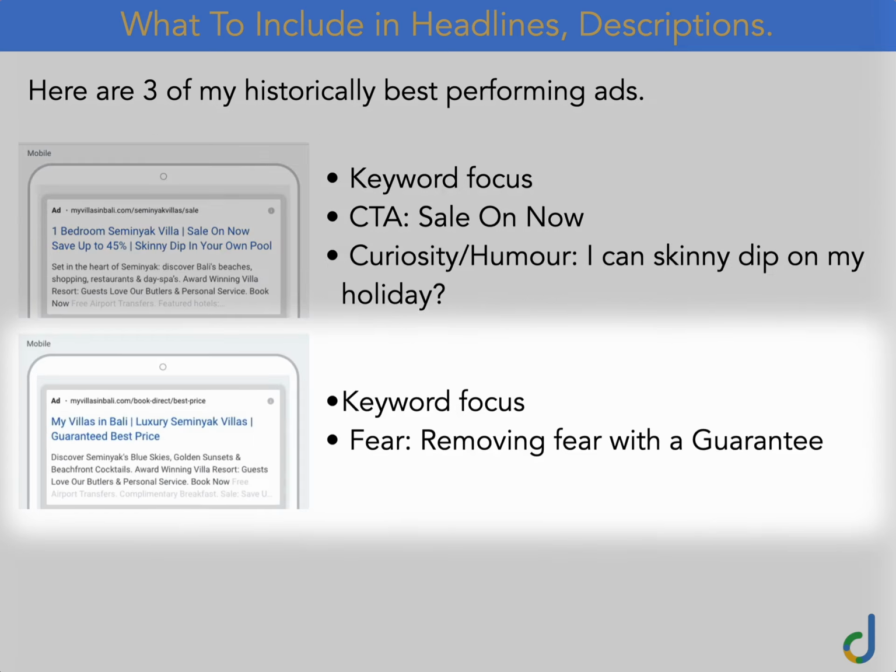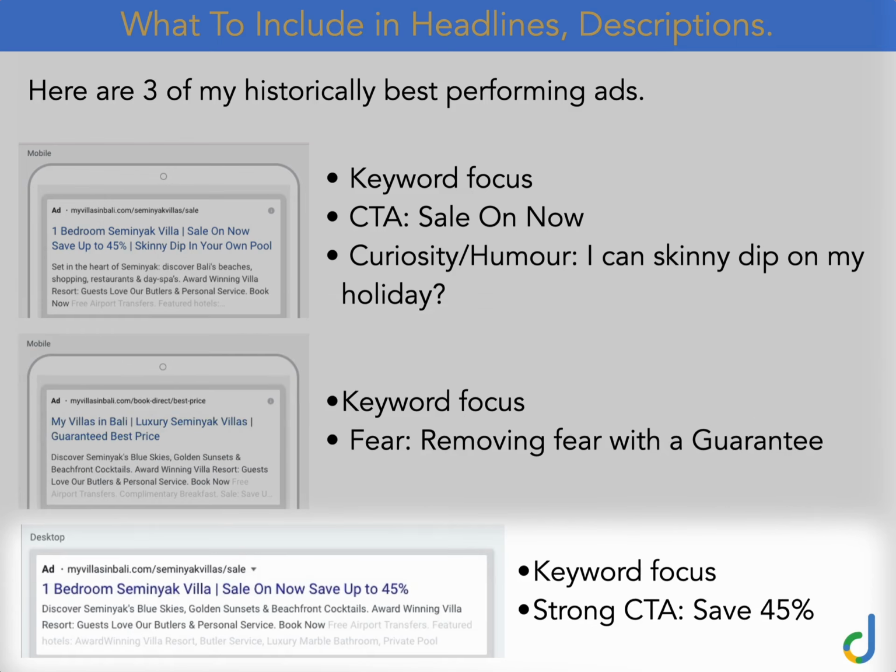Some other ads that we had was, we had a keyword focus and we really pulled on removing fear with the guarantee. So it was guaranteed best price. Another way that we did it as a strong call to action was that they would save 45%. So there's different ways of achieving the same result, but what you're wanting to do is you're really wanting to give the user a reason to click on your ad.